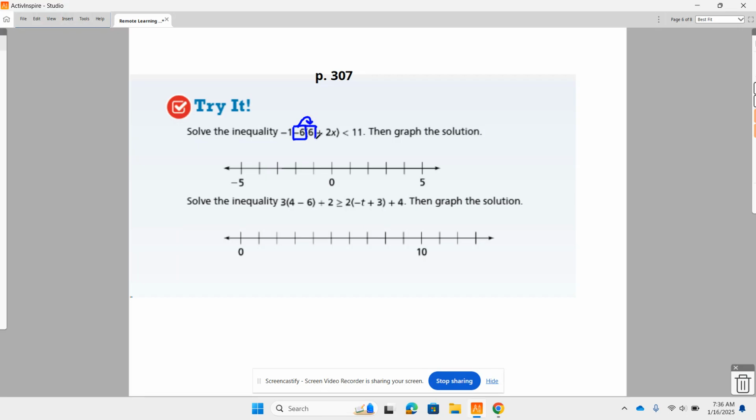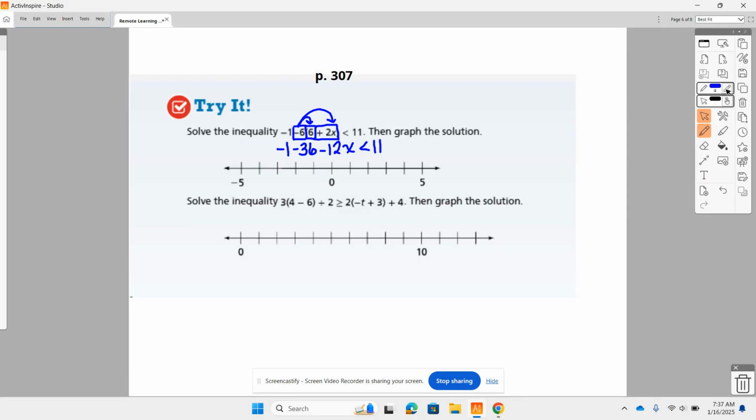So negative 6 times positive 6 is negative 36. And negative 6 times positive 2x is negative 12x. Okay, let's bring down everything else. Less than 11. And don't forget about this negative 1. Okay, so here we can kind of clean up this inequality just a little bit. So let's go ahead and get our like terms. So negative 1 and negative 36 would combine to make negative 37.